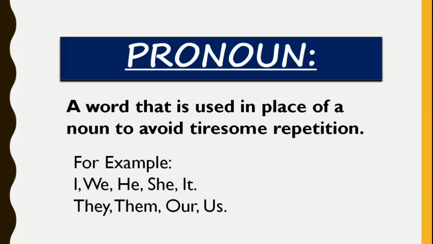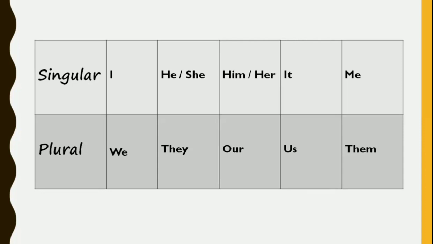I must tell you that for a man we use he, him, himself, whereas for a woman we write she, her, and herself. See this chart. For singular nouns, singular pronouns are used like I, he, she, him, her, it, and me. Whereas when there are more than one people or things, we use plural pronouns like we, they, our, us, and them.